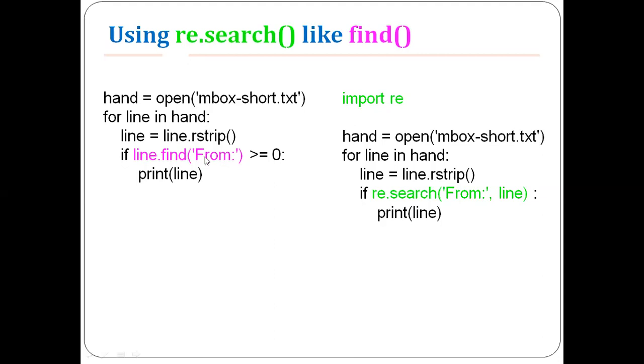So it is going to print the line, right? It is going to extract the first line. What it will do is check whether it is going to find From in the given input line. If it finds it, and if the result is greater than 0, it's going to print that particular line. But the same thing can be done using the regular expression.